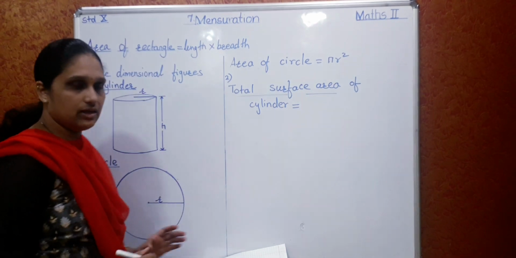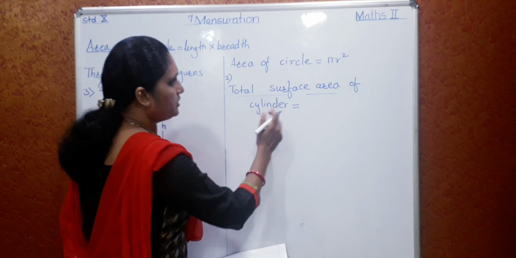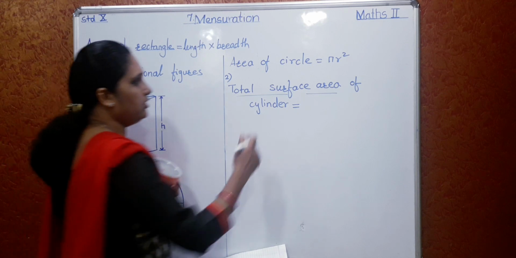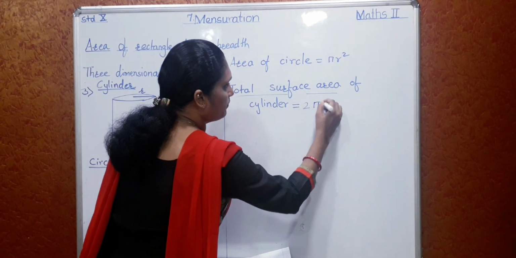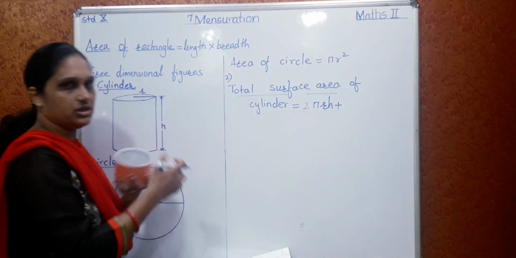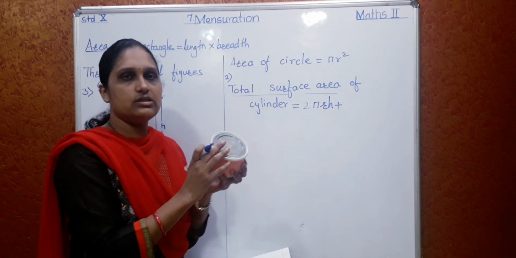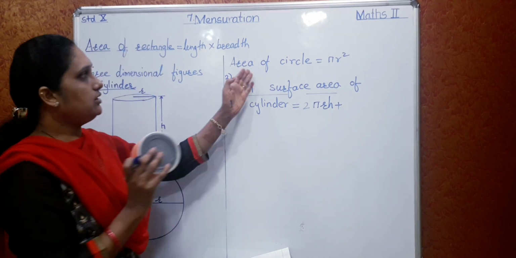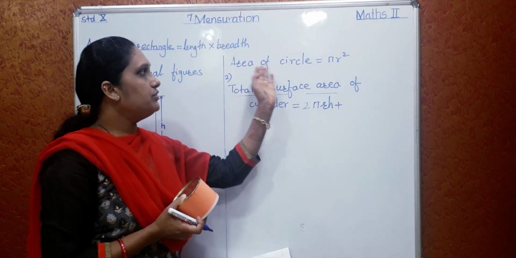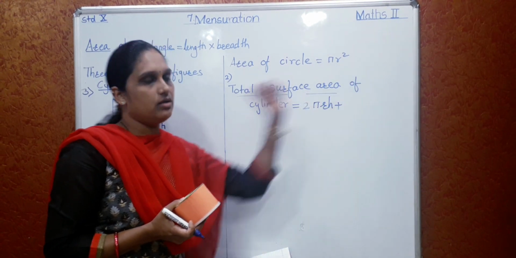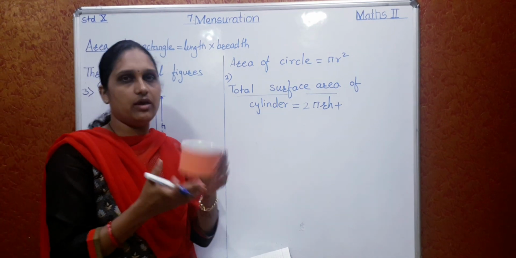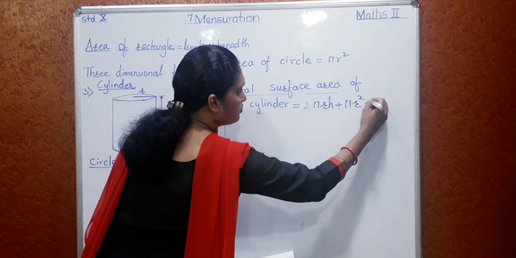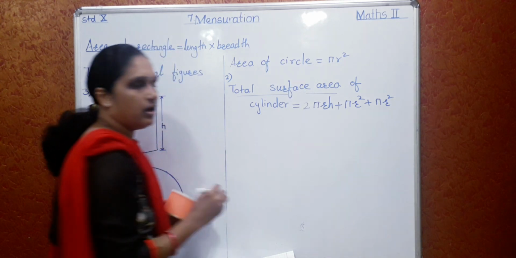So here we'll derive the formula. For total surface area we need the curved surface area, which we have just derived, that is 2 pi r h. Now we need the area of a circle. The area of a circle, which we also studied in previous standards, is pi r square. How many circles are there? One is top and one is bottom. So the top area is pi r square, and the bottom area is again pi r square.